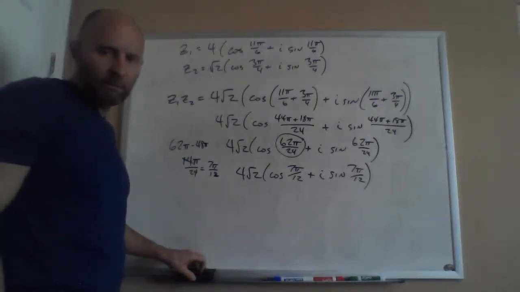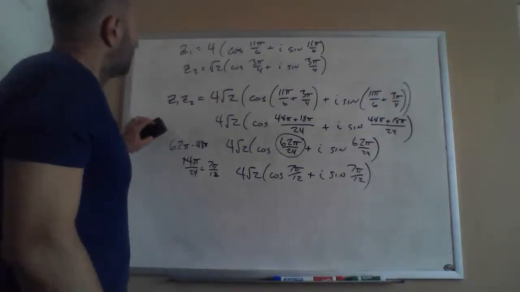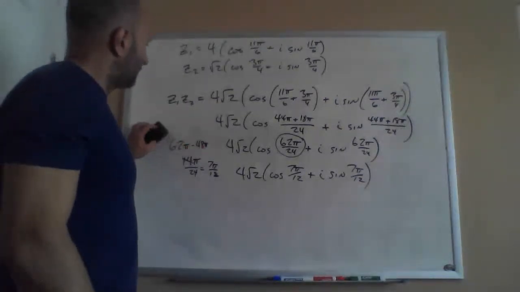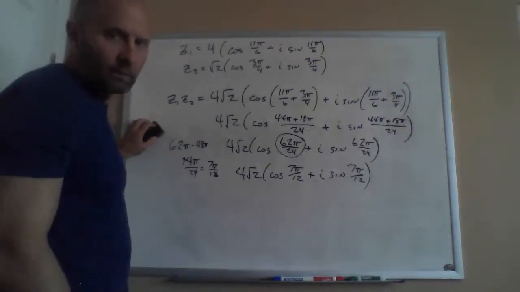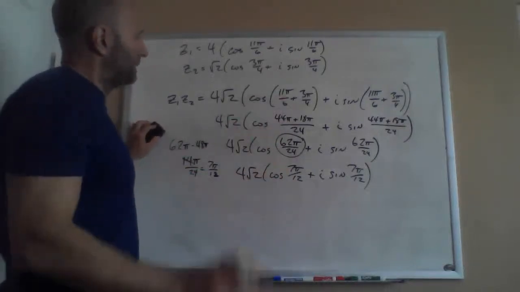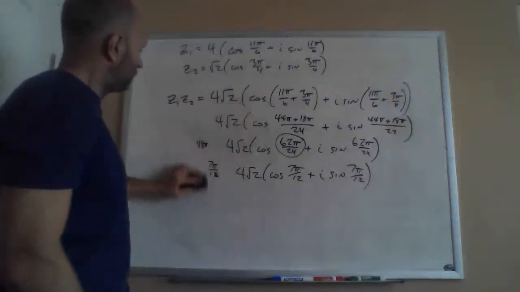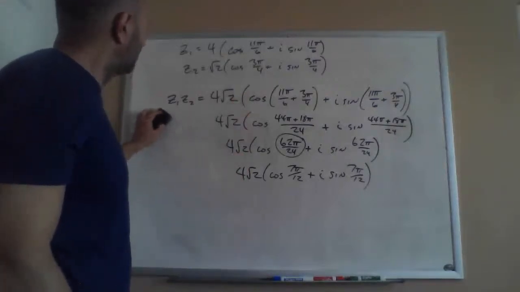No? All right. So that's for the product, Z1 times Z2. Yeah, don't forget you want your answer to be between 0 and 2 pi. So if it's bigger than 2 pi, just subtract that out.